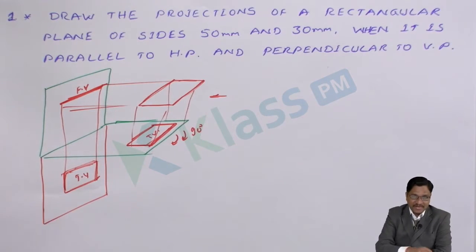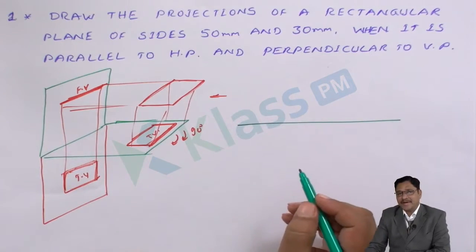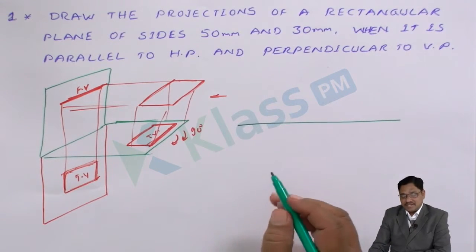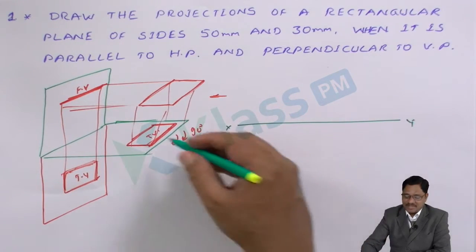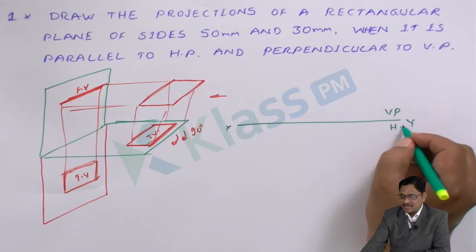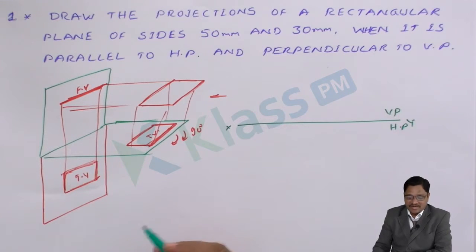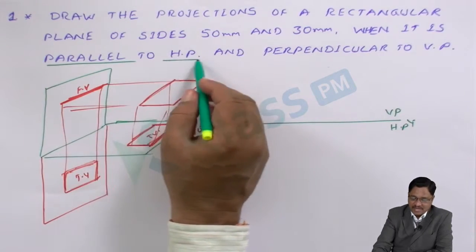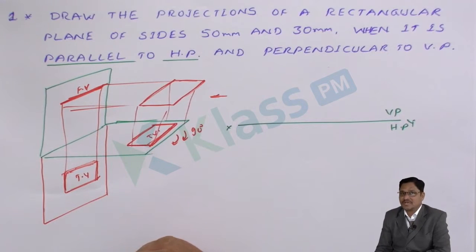For that, first we have to draw the XY reference line, and you have to identify, as per the conditions, which area is above the XY line and which area is below. Since we are considering first angle projection, above the line is the vertical plane and below is the horizontal plane. We have listed the points you have to observe from the problem: the parallel condition. It is parallel with HP. Whenever it is parallel to HP, the respective projection is to be drawn first.